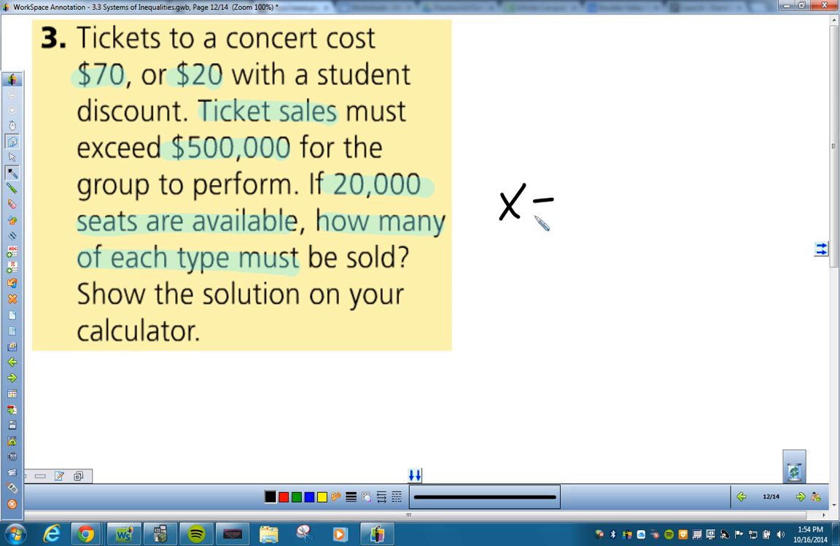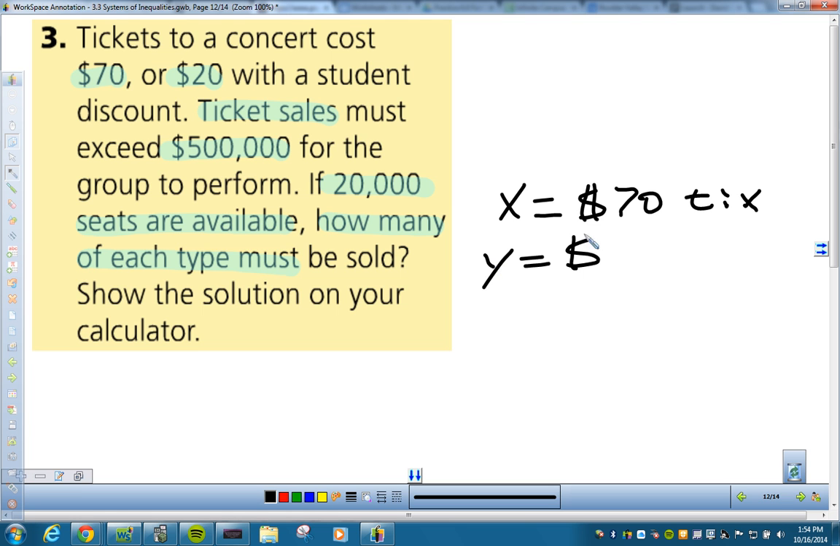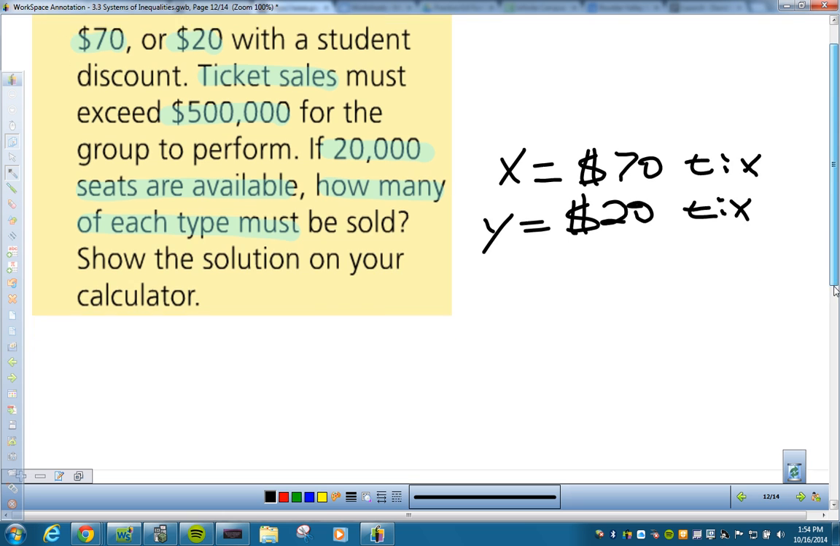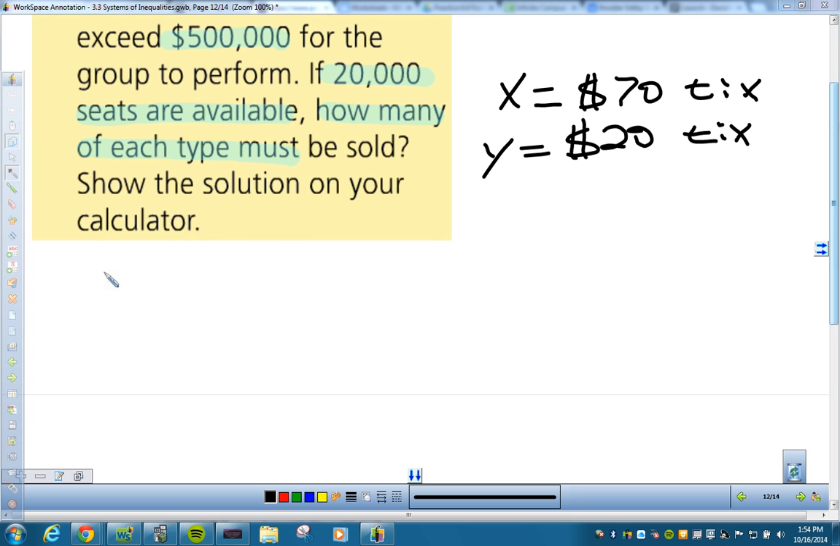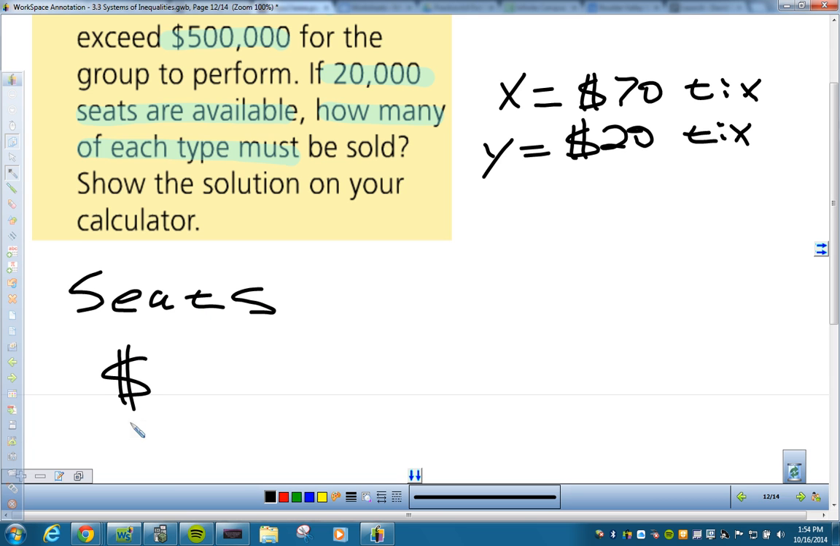$70 ticket, good. I always just do the first one that comes around. So $70 ticket, and then y equals what? $20 ticket. So we need to write two different equations. One we need to write for the amount of seats available. And then one equation we need to write with everything that deals with dollars. So do we know how many $20 or $70 tickets there are?